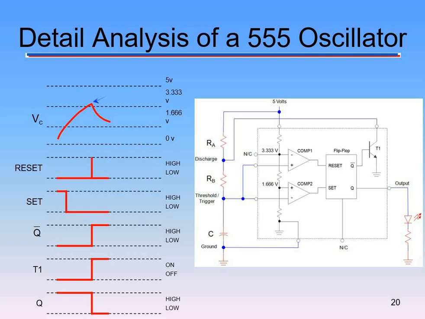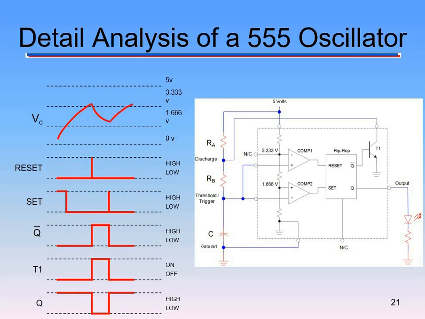Now what happens at the next point? What's happened to the capacitor? VC is the voltage across the capacitor. The capacitor is fully charged, and then it starts to discharge. Why did it discharge? Because we hit reset. The capacitor is fully charged and we hit the reset button, which tells the capacitor to recharge. So when we hit reset, our Q bar goes high, our T1, transistor 1, turns on, and our Q drops to low.